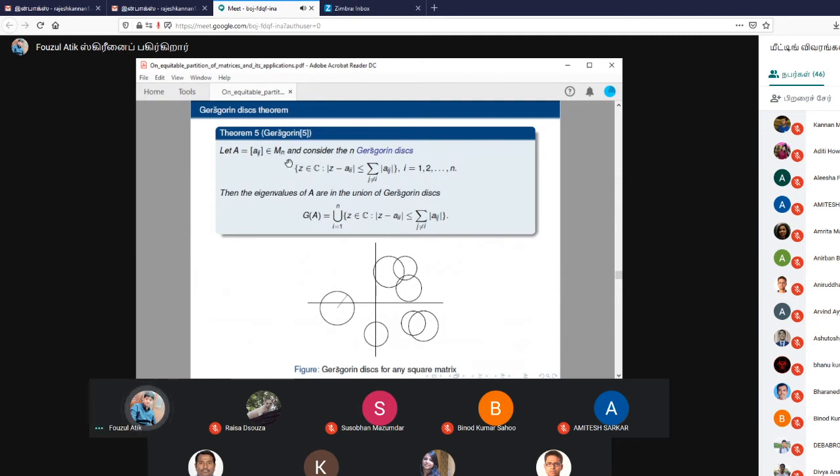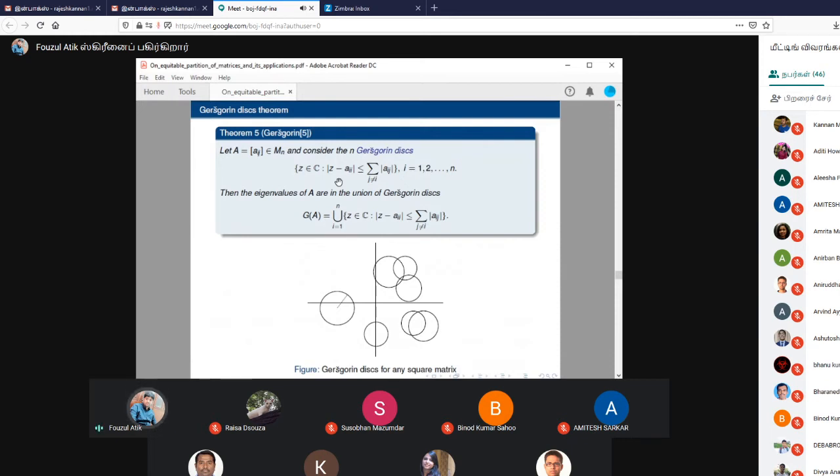So, any matrix of order n by n. Now consider the Gershgorin disk. How do we construct the Gershgorin disk? Consider each row. Suppose we consider the ith row of the matrix A. Consider the diagonal element aii.